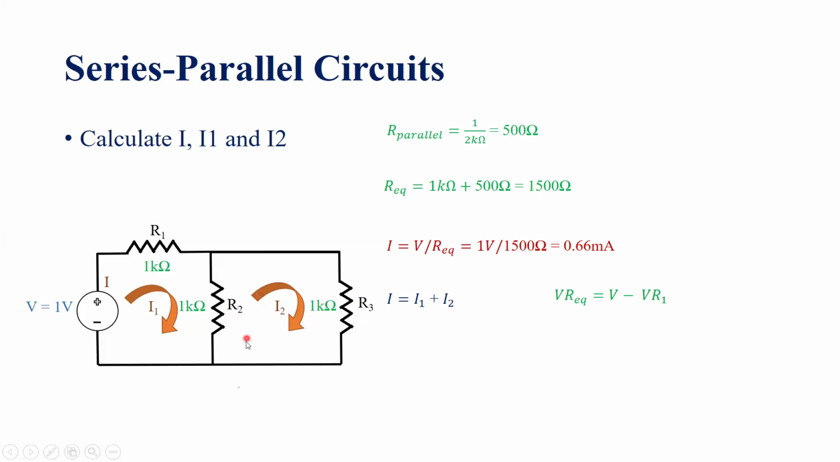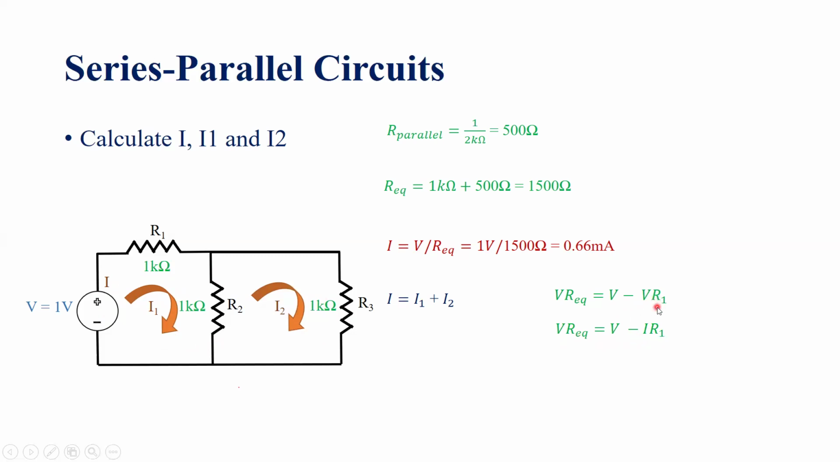And we want to know the voltage across this parallel combination of R2 and R3. That is why the voltage drop across the parallel combination is VR equivalent, which is this voltage V minus the voltage drop across resistor R1, that is V minus VR1. In other words, we are applying Kirchhoff's voltage law here. So V minus the voltage drop across R1 will be the voltage drop across R2 or R3. So VR equivalent can be written as V minus I times R1.